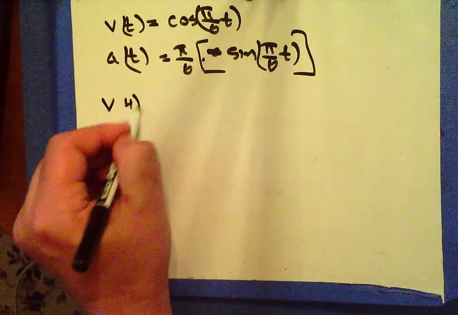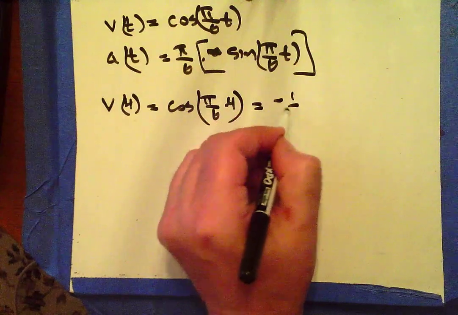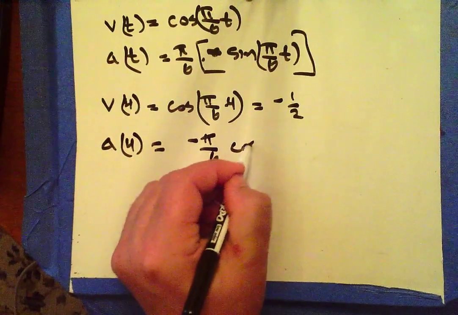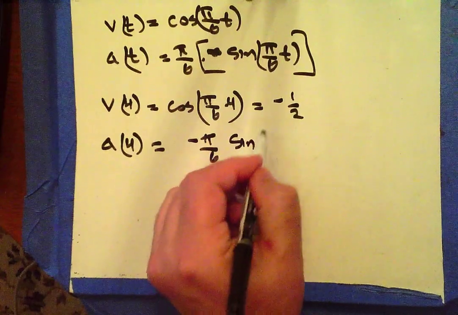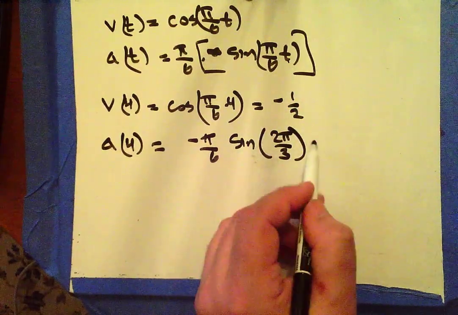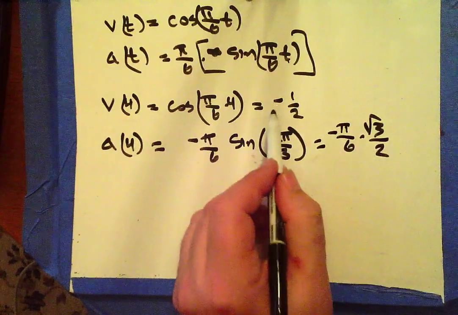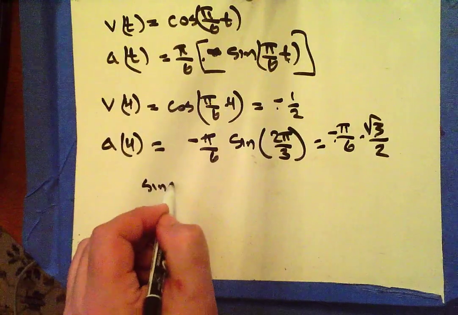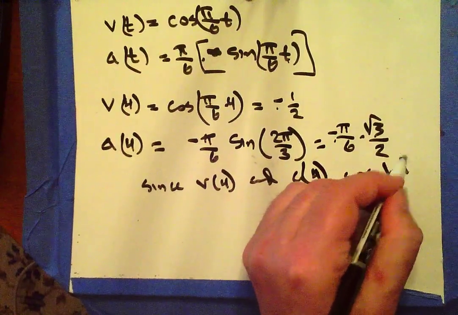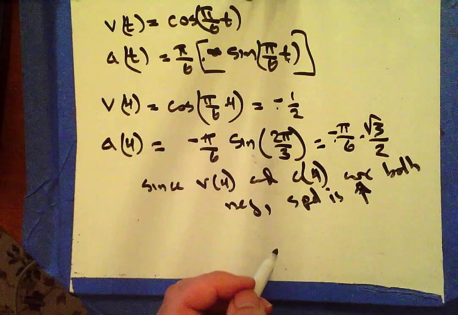Okay, so we need v of 4, which is cosine pi over 6 times 4, which is cosine of 2 pi over 3, which is negative 1/2. We need a of 4, which is negative pi over 6 sine of 2 pi over 3, right? Because we're plugging a 4 in here, and 4 over 6 is 2 over 3. Sine of 2 pi over 3 is root 3 over 2, and so we've got negative pi over 6 times root 3 over 2. And what I can see here is that velocity is negative and acceleration is negative, and since v of 4 and a of 4 are both negative, speed is increasing. Okay, so we've got speed is increasing there.